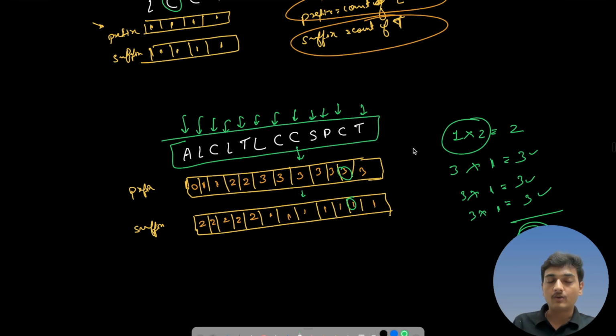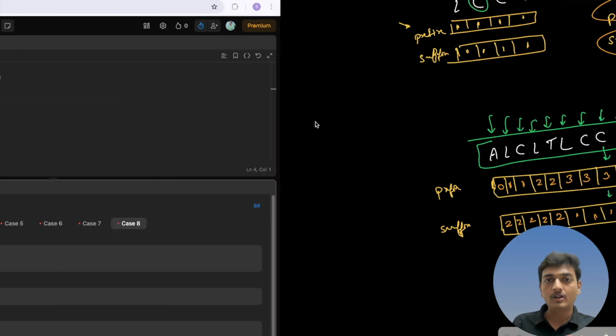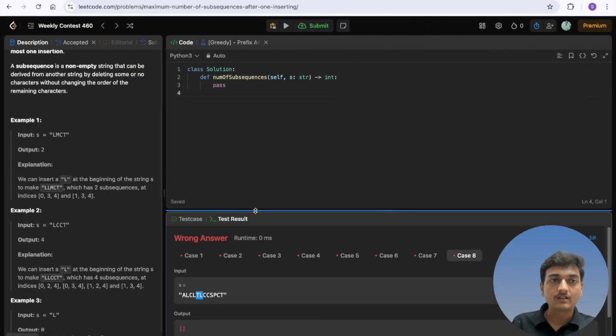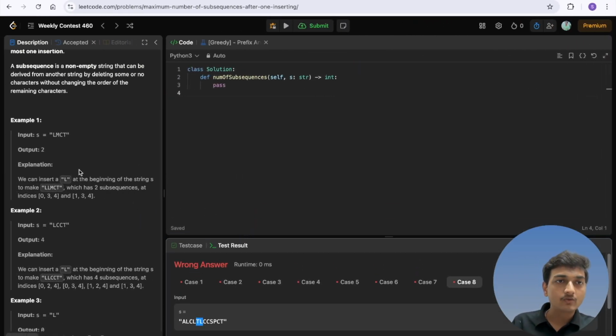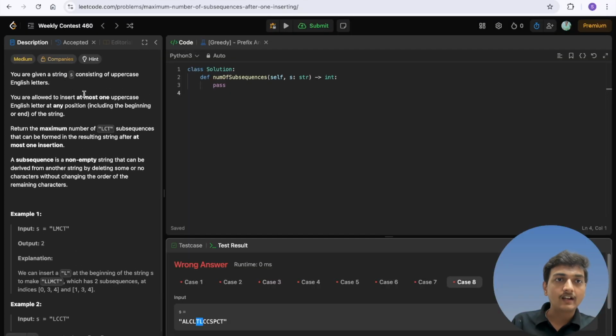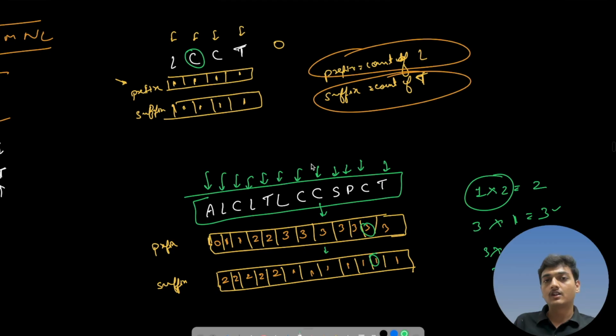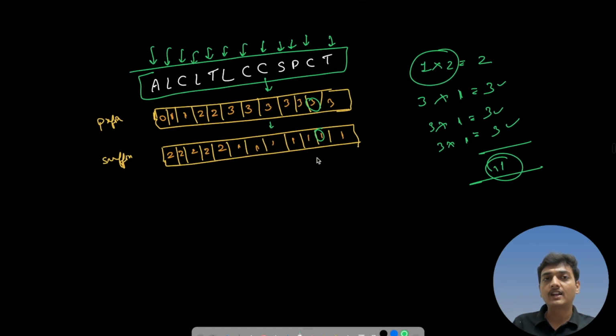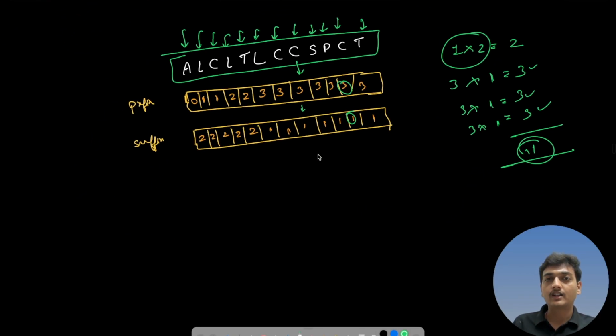Now our task is simple. What is given to us in the question? What do we have to do? We have to add at most one uppercase letter, any English letter I can add, such that my LCT subsequence count can be maximum. Now, if I think in a very greedy way, in a very brute force way, whenever we start thinking, we should think in a brute force way. That will definitely help us.